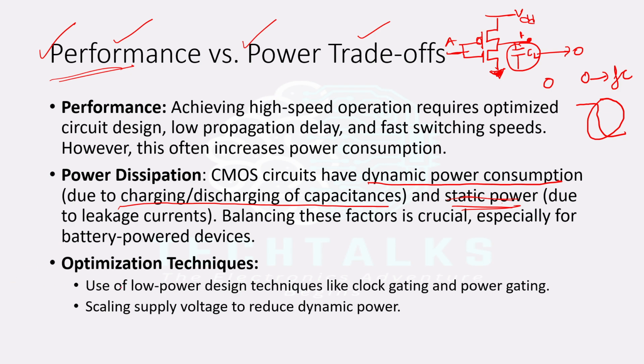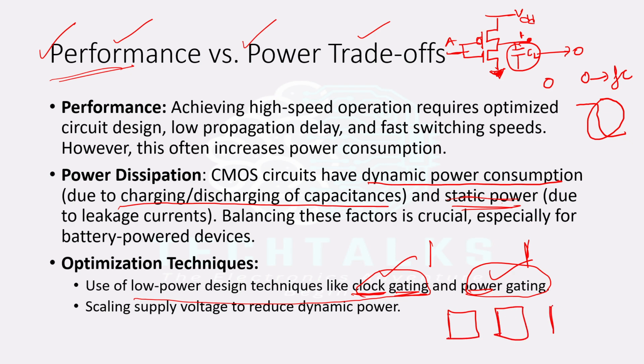And coming to optimization techniques, we use low power design techniques like clock gating and power gating. So what is clock gating and power gating? As the name says, gating is like you are giving a gate for a resource. So if you have, let us say, a whole system with, let's say, 3 modules in it, and let us say at a given interval of time only one of the modules needs to function at a time.